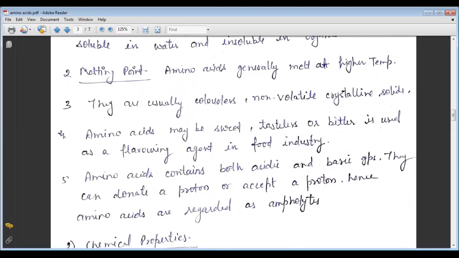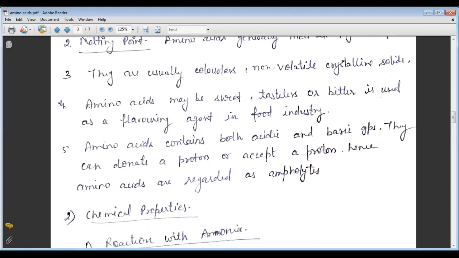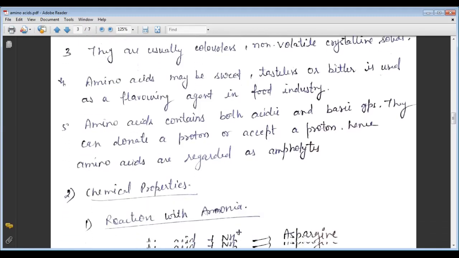Then next, amino acids may be sweet, tasteless, or bitter, and for this property, it is useful in the food industry. So here we can say that amino acids, which may be sweet, tasteless, or bitter, are used as a flavoring agent in the food industry.